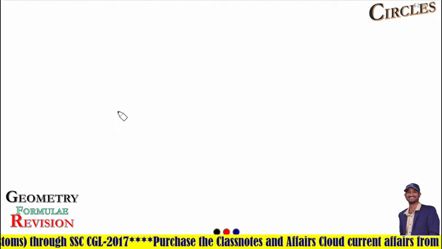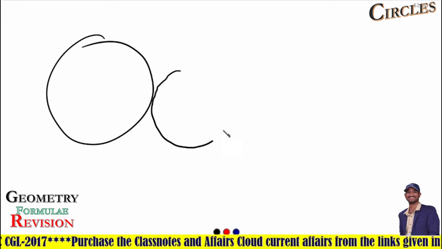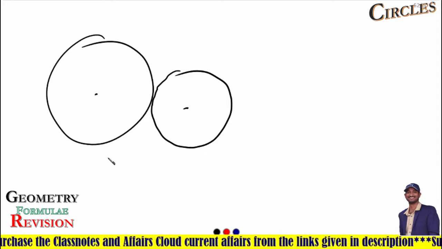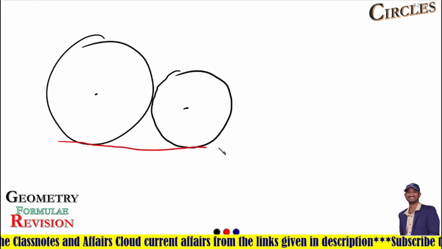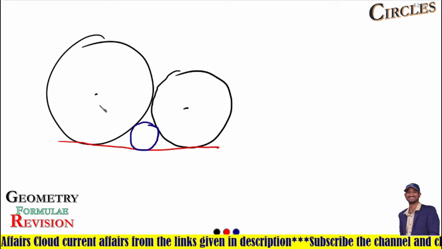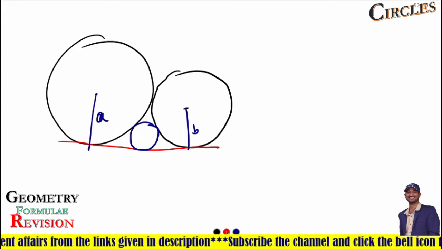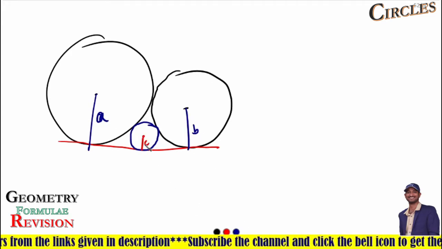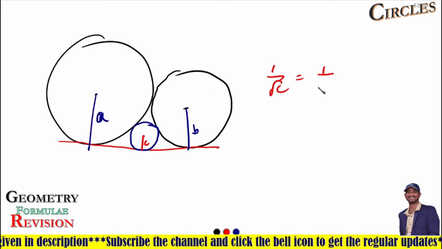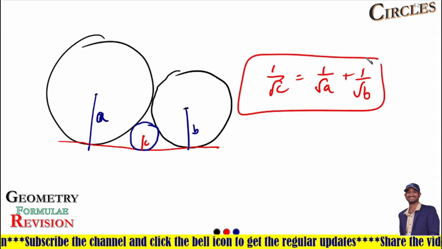And second one, suppose there are 2 externally touching circles. And if there is a circle inscribed between the circles and their direct common tangent, if the radii of the given circles are A and B, and the radius of this circle is C, then the relation between all these radii is 1 by root C equals 1 by root A plus 1 by root B. This is also important.